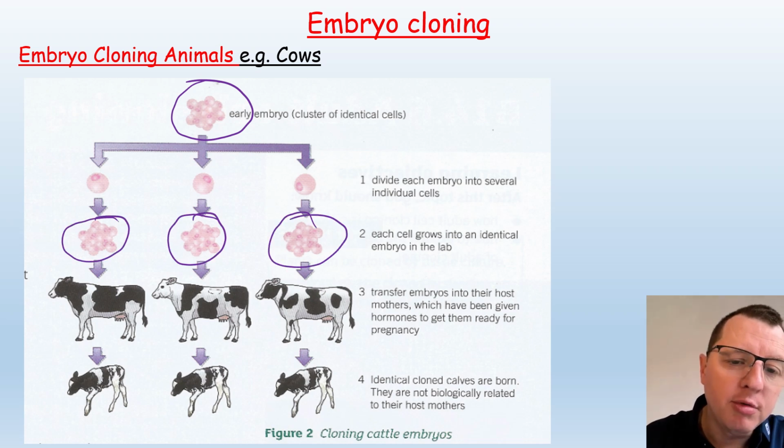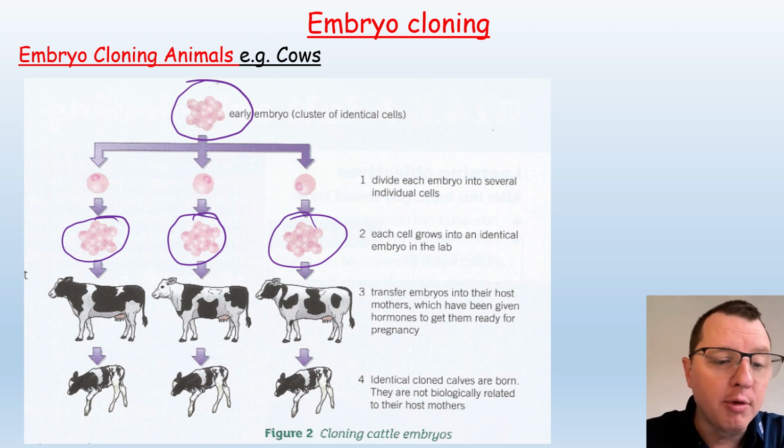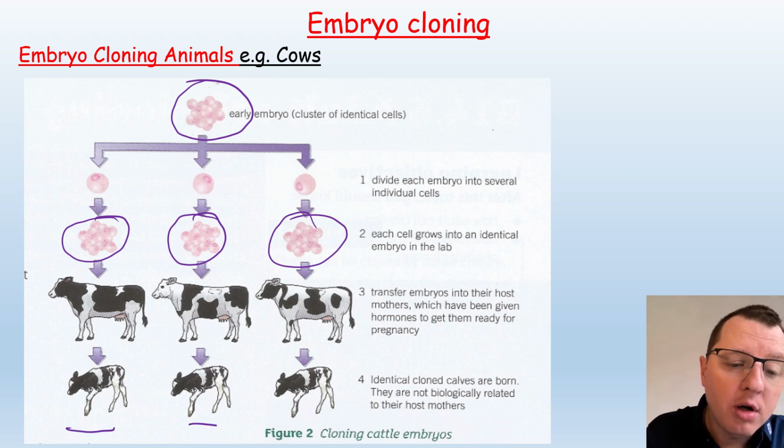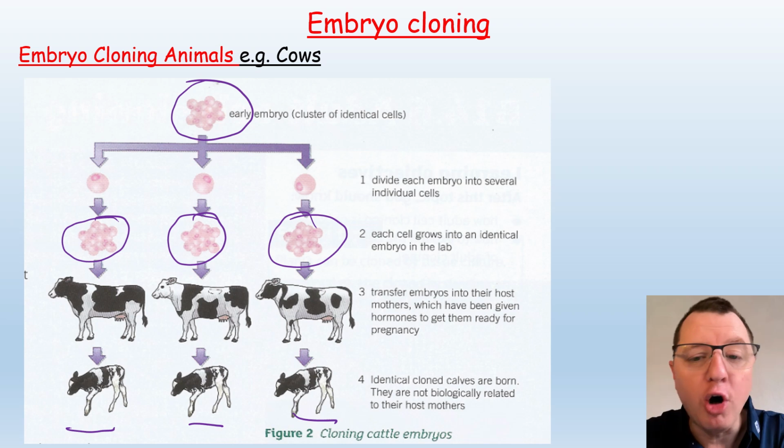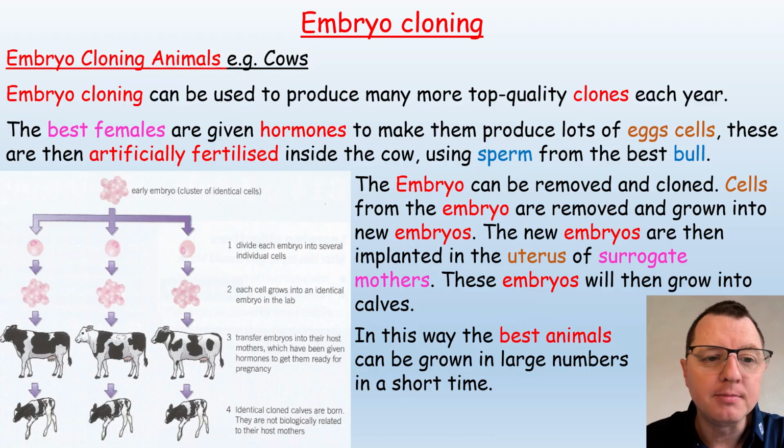And if we remove 2 or 3 cells from the embryo, then we will end up with 2 or 3 new identical embryos, which can be placed into surrogate mothers, into their uteruses, and the mother will therefore become pregnant and give birth to identical cloned calves, which will hopefully have the desired characteristics that you're after. So to look at that in a little bit more detail.